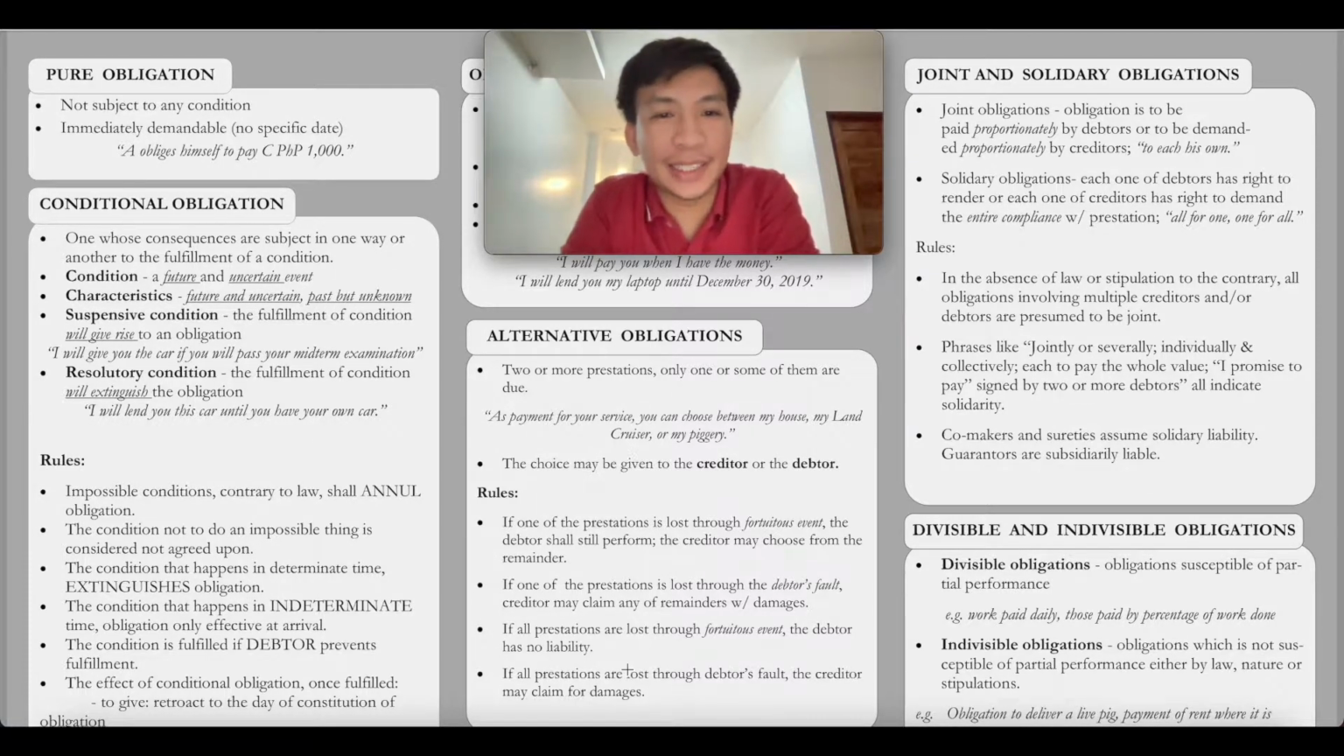Lesson 5 of our obligations and contracts class. So, today we will be discussing yung iba't ibang uri ng obligations. What are the different kinds of obligations? So we have here quite a lot to discuss, pero we'll try to simplify it and narrow down the discussion.